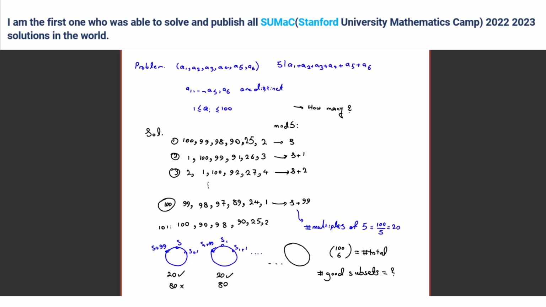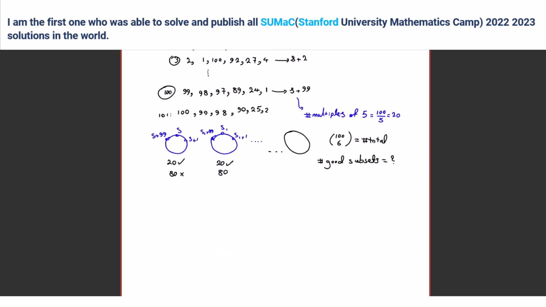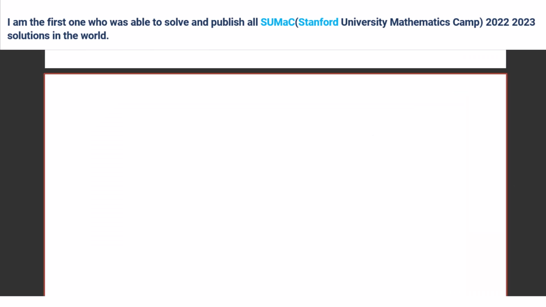Is it 20? Let me explain this with small numbers on the topic. For example, suppose we have A1, A2, A3, and A4, and we want that 3 divides A1, A2, A3, A4.